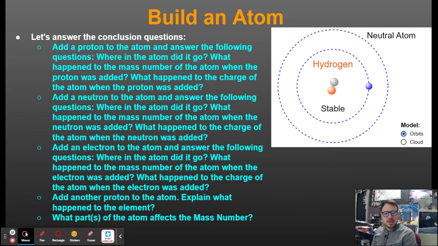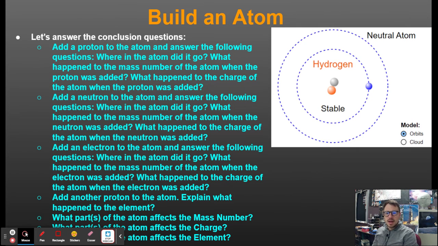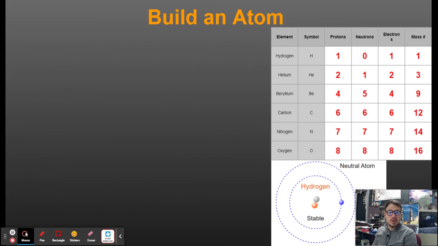It's going to be the proton and the neutron. What part or parts of the atom affect the charge? That's going to be the proton and electron. The proton increases the charge by one, the electron decreases the charge by one. And what part of the atom affects the element? That's going to be the proton. The proton is what determines what the element is.